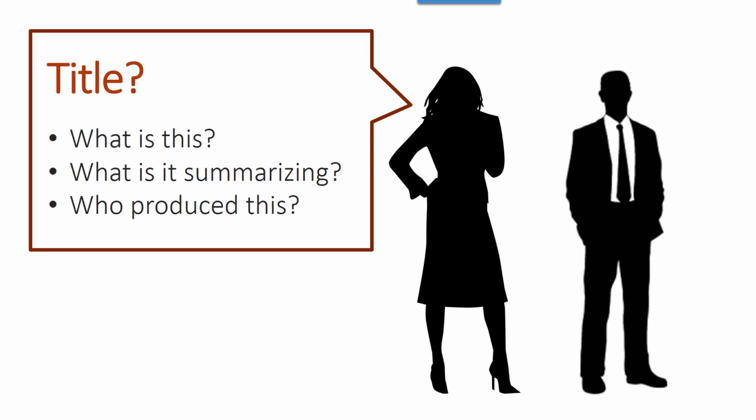So they're going to look at the title first. So titles matter. Please title everything. Name everything. Naming is important. And name things in a way that would matter to executives, not this is this assignment. So the executive is going to say, what is this? What is it summarizing? So if you say it's an executive summary, include the title of the report that you're summarizing. And who produced this? Who are you? Put your name on there.